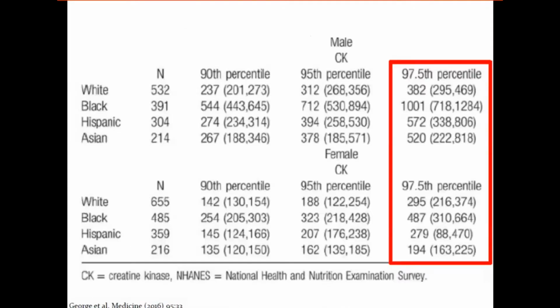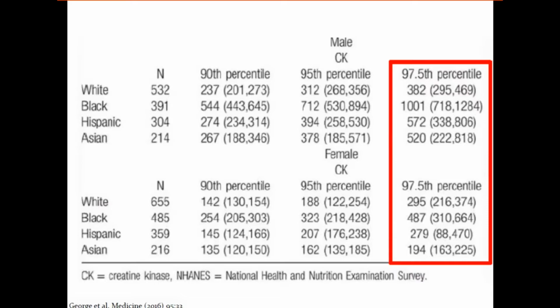The other thing that's really, really important to note is that there's a very interesting and strong racial predilection for CPK levels. African-American patients in particular at baseline have much higher CPK levels than whites, and Asians and Hispanics also seem to have slightly higher CPK levels.